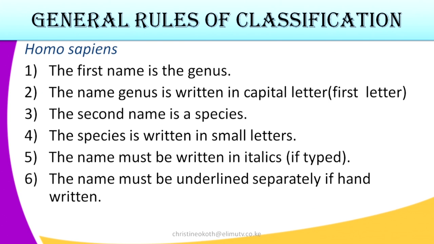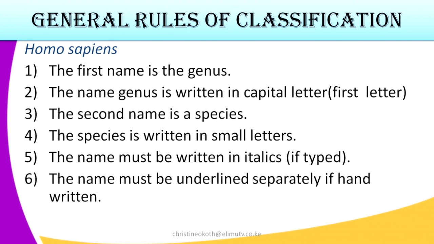So going to the third rule, the second name is a species. So our species name here is sapiens. The fourth rule, the species is written in small letter. So you can observe the species name sapiens is all written in small letter, written in italics if it is typed in our case. The name has been written in italics.